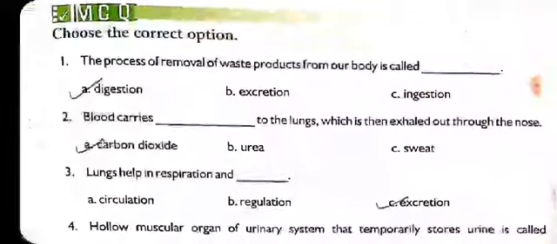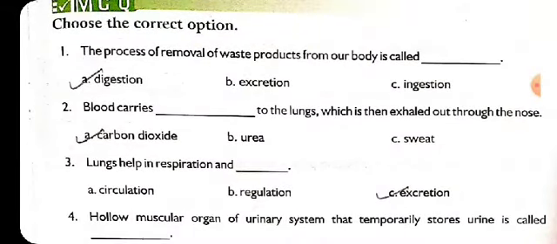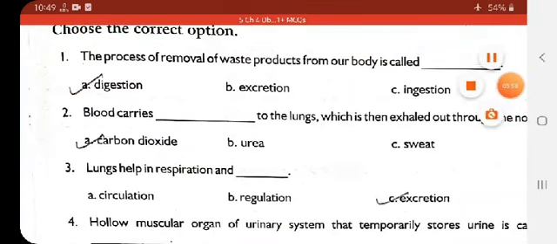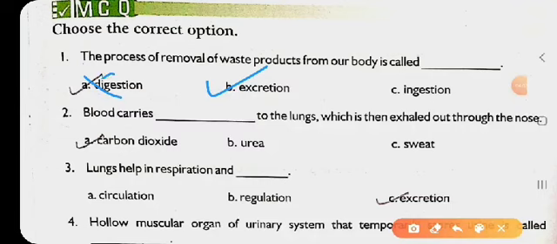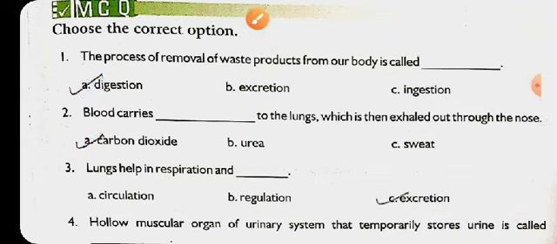Next comes the MCQs. The process of removal of the waste product from our body is said to be excretion. So the correct answer is excretion, right here, not this one. Next comes: blood carries dash to the lungs, which is then exhaled out from the nose. That is the carbon dioxide. Blood लेके जाता है to the lungs, फिर lungs उस carbon dioxide को हमारी body से बाहर निकाल देते हैं.